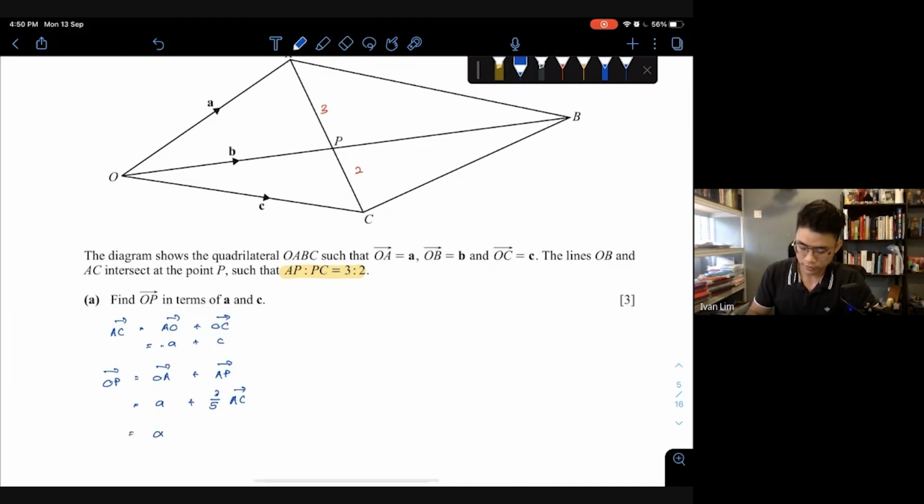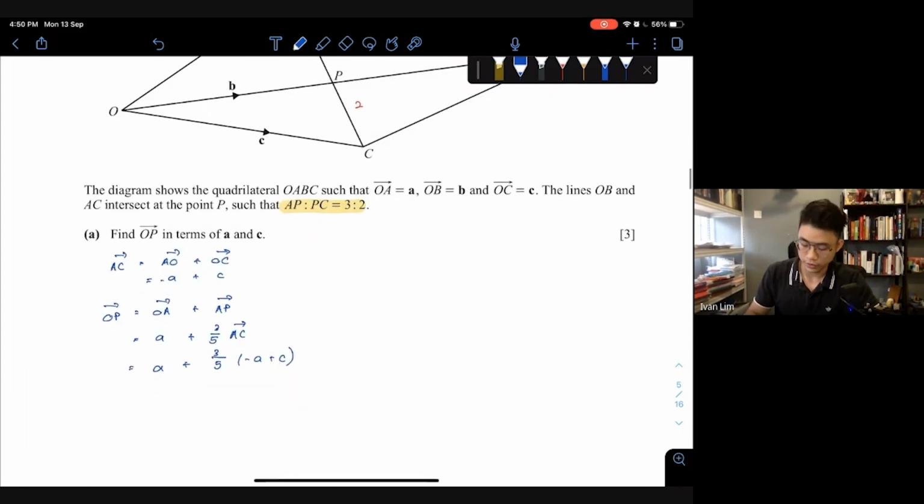And we'll just count it. So AC would be negative A plus C. Okay, you add it up together. A minus 3 over 5A, you get 2 over 5A plus 3 over 5C.